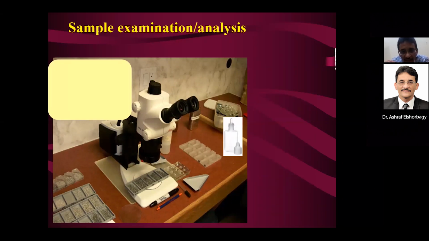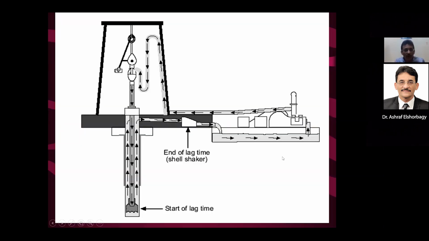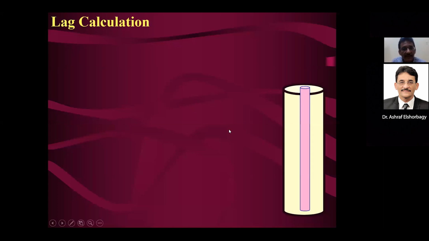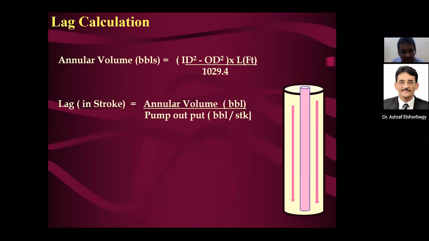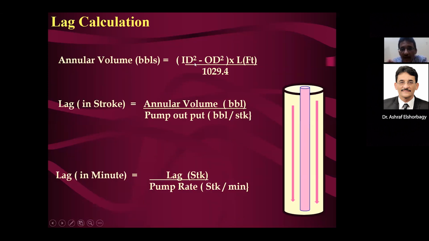Okay. For the lag time, it is the time needed to move the cuttings, the gases, or the volume of mud from the bottom to the surface. What is the factor affecting the lag time? From this equation, I can say what factors affect the time. From the first equation, I have here the inner diameter of the hole. If the inner diameter of the hole is washed out, it means that the lag time will increase.